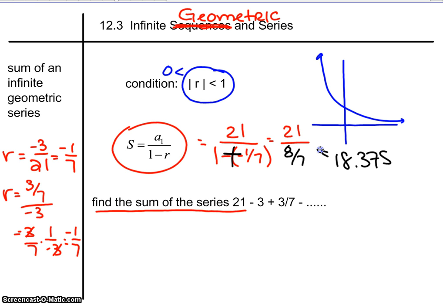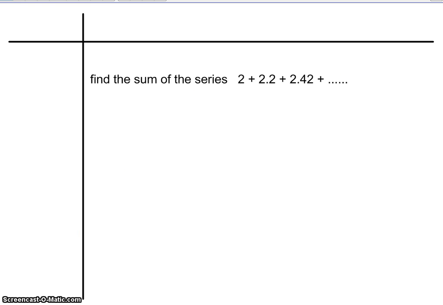So if you go back and look at it, I started with 21, took away 3. That got me down to 18. Then I added 3 sevenths, so it got a little bigger, but now I'm going to take away; my next term would be negative 3/49. So I'm going to take a little bit away, then add a little bit, then take away a little bit. And those numbers that I'm adding and subtracting are getting so small, that's why I'm staying close to that 18.